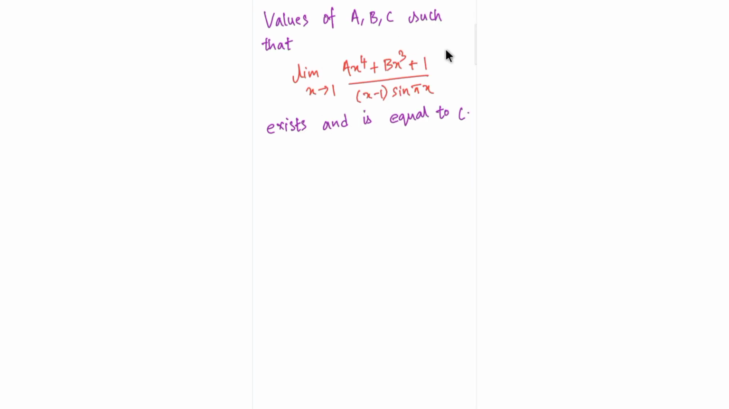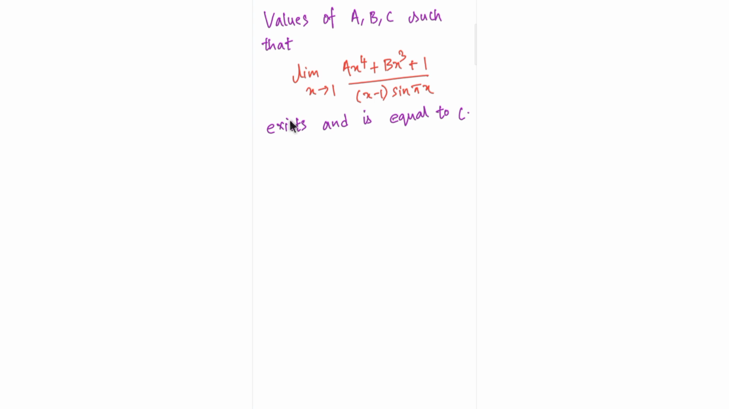So coming to the problem, find the value of a, b, c such that the limit as x tends to 1 of (a x^4 + b x^3 + 1) divided by (x minus 1) times sin(pi x) exists, and this is saying that this limit exists and is equal to c. That's the point you need to keep in mind: this limit is existing and equals c. So we need to find all these values a, b and c.